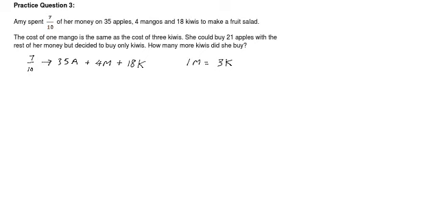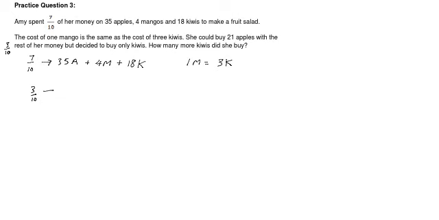She could buy 21 apples with the rest of her money. So what fraction is the rest of her money? The rest of her money is actually 3 over 10. How do I know it's 3 over 10? It's because she spent 7 over 10, right? So 1 whole minus 7 over 10 will be 3 over 10. So with 3 over 10, she could buy 21 apples.